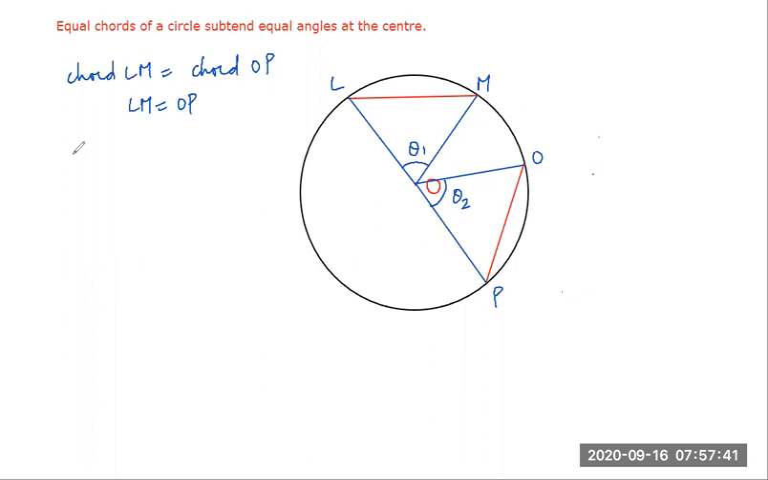So let's consider triangle LOM and triangle, this is O. If this is O, I'm sorry, I cannot take this as O. I must take it as Z. So this will be ZP. So I'll take triangle LOM and triangle ZOP.